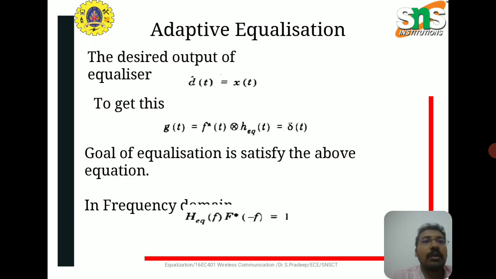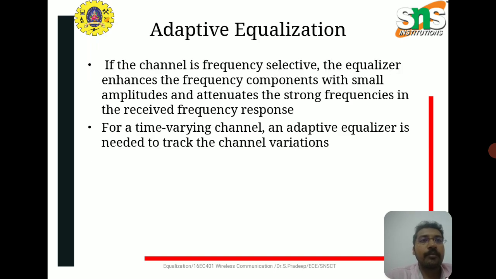The desired output of the equalizer is given as d^(t) = x(t). To get this, g(t) = f(t) convolved with f*(t) convolved with h_eq(t), which is equal to δ(t). The goal of equalization is to satisfy the above equation. In the frequency domain, H_eq(f) F*(-f) = 1.